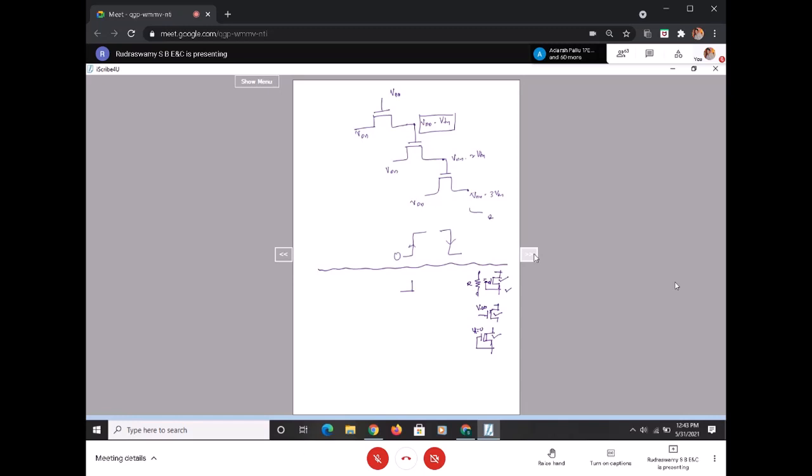So can anyone tell me how to replace a passive capacitance with an active capacitance? Anyone? It's a simple thing.